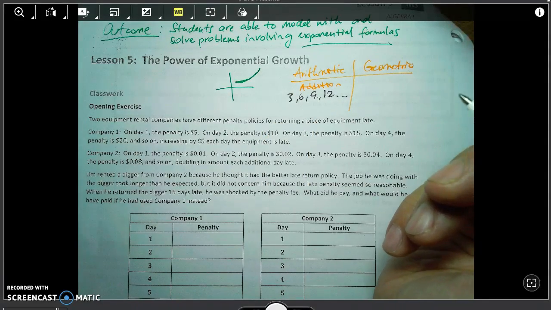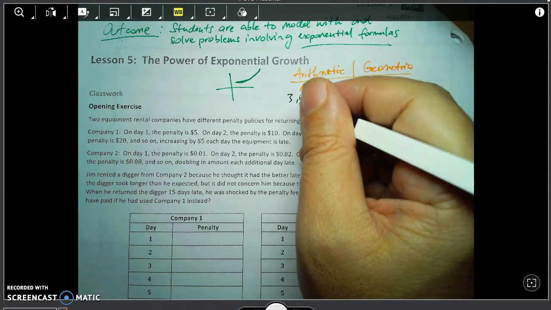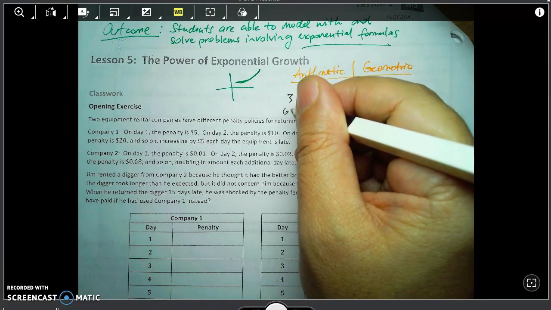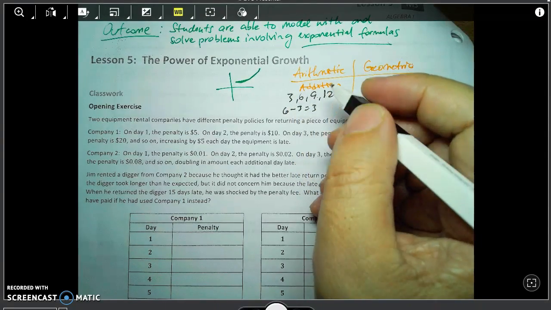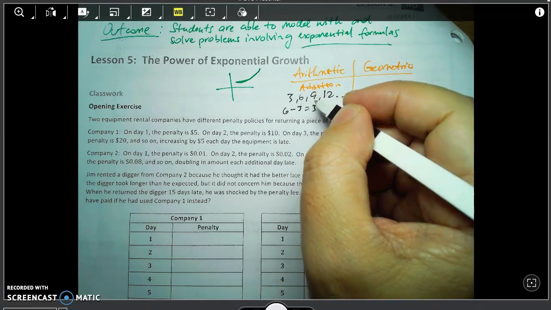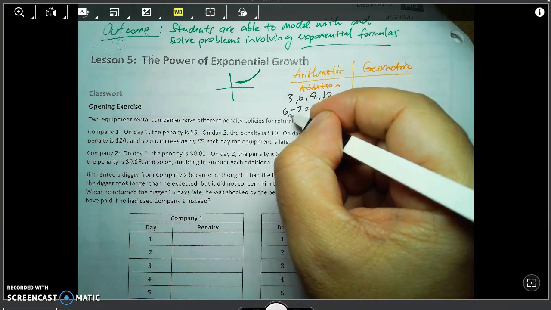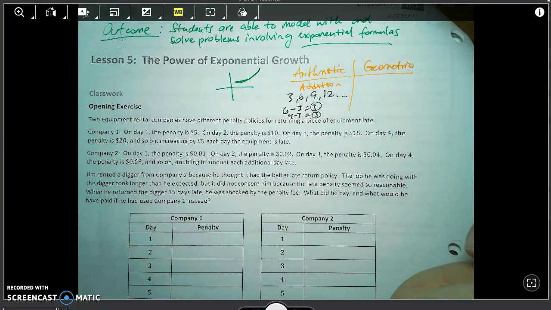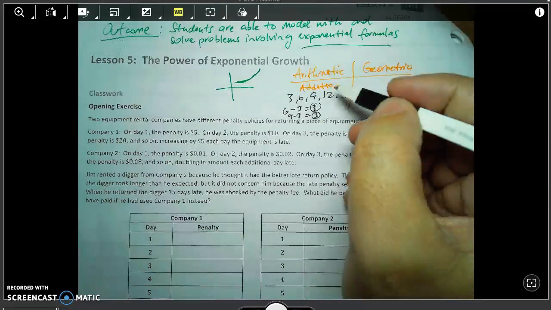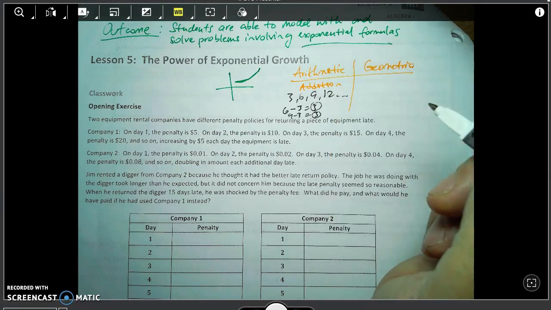To find out if it's arithmetic, we take the second term and subtract the first term, and we get 3. Then the third term, 9 minus 6, is also 3. So if the difference between the terms is the same, that means that sequence is arithmetic.